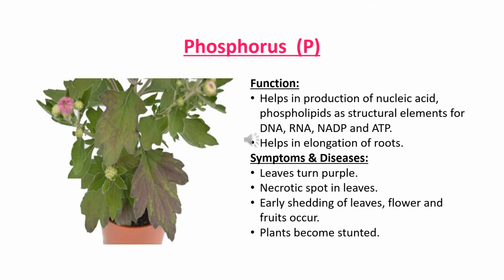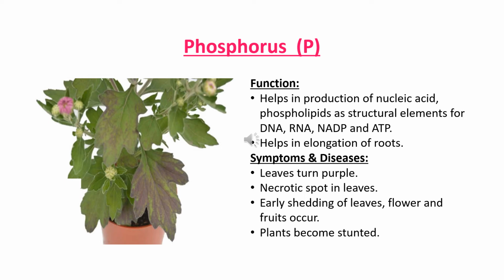If the root is longer, it can absorb more nutrients, more water and mineral nutrients, and those can reach the leaves and different parts of the plant, which can take part in the food making process. The plant will be healthy. So if a deficiency occurs, what will happen? Look at the picture. Do you see the color of the leaf turning purple?